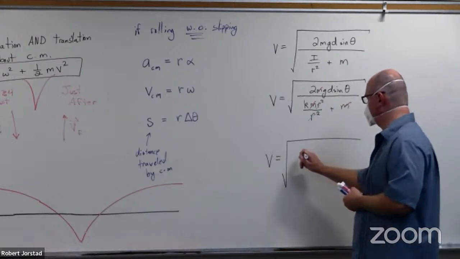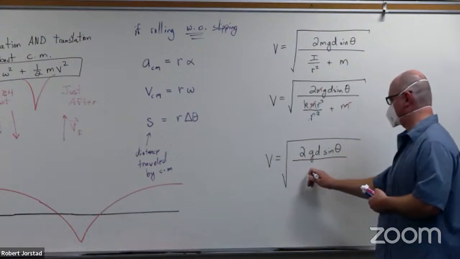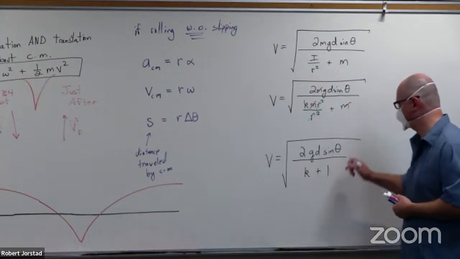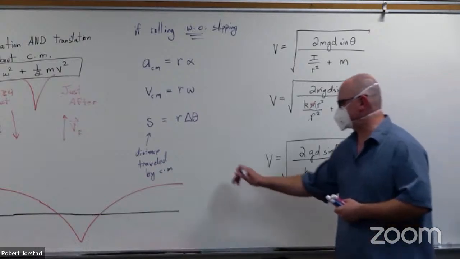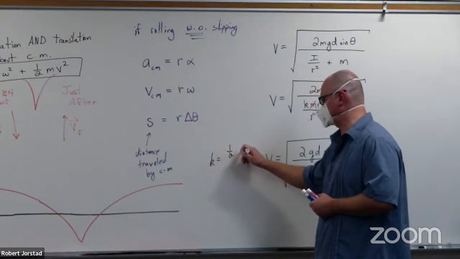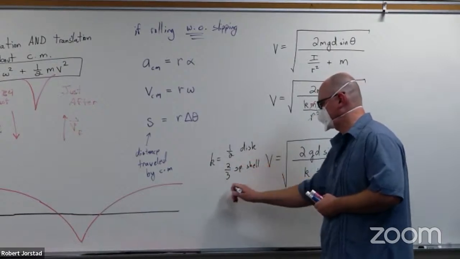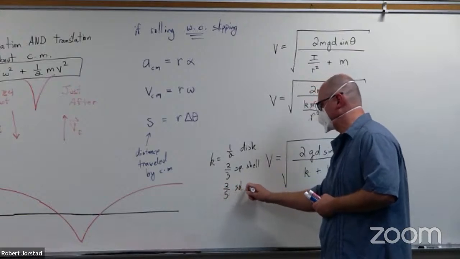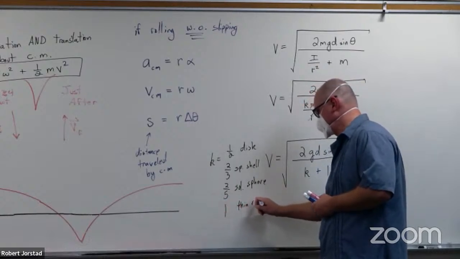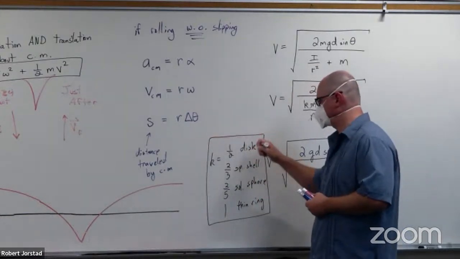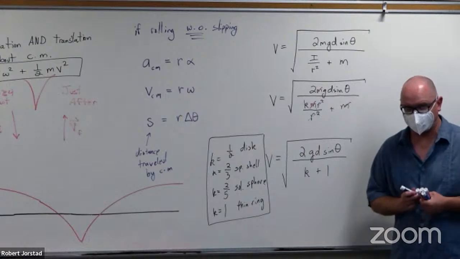So now we got 2g sine theta all over a constant plus 1. K is either 2/3, 1/2. Just to remind you, K is equal to 1/2 for a disk, 2/3 for a spherical shell, 2/5 for a solid sphere, and 1 for a thin ring. So those are just the various constants that K could be for typical rolling objects.